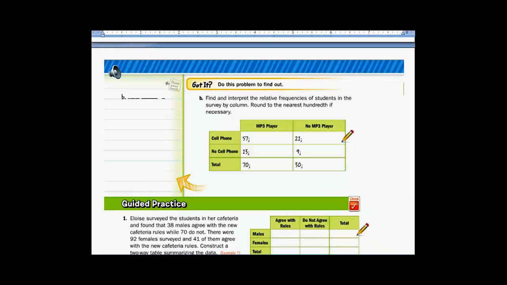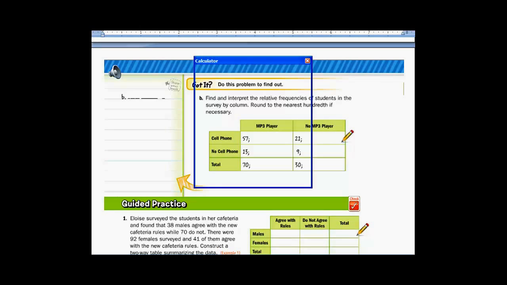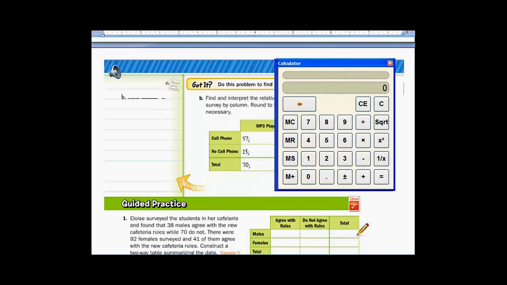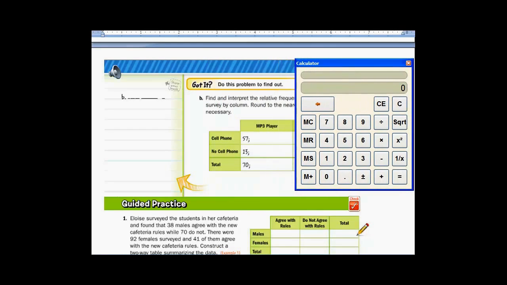Okay, last one. Pause it and try this one. Interpreting relative frequencies. Notice what it says. It says by column, so make sure you are using the column total. Okay, so let me get my calculator up here. Let's just do the MP3 player column right here first. So I would take 57 divided by, what's my total? 70.